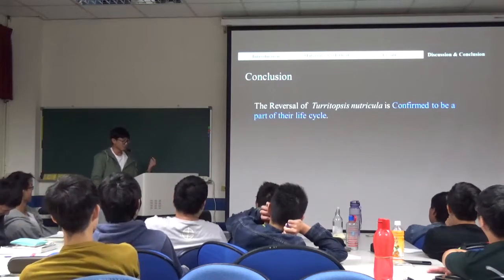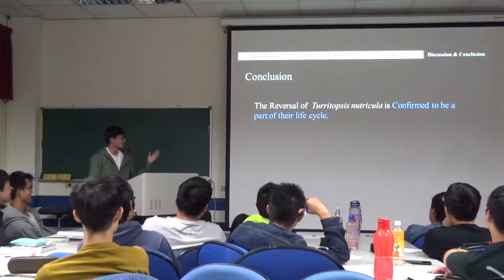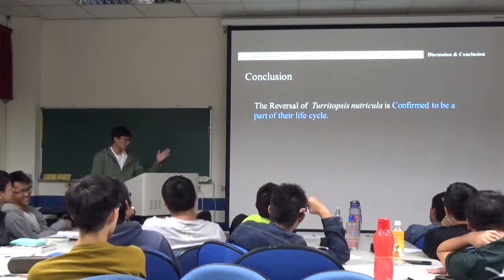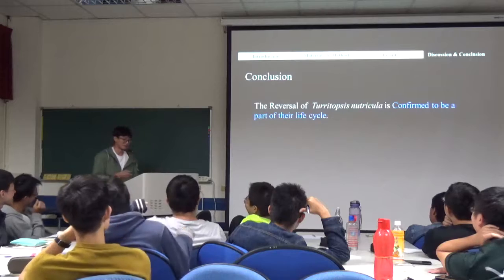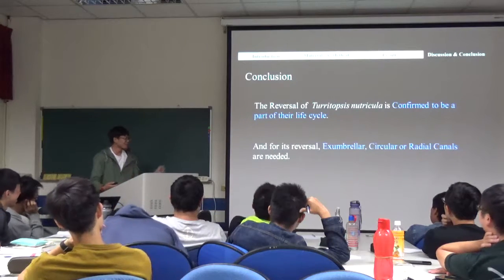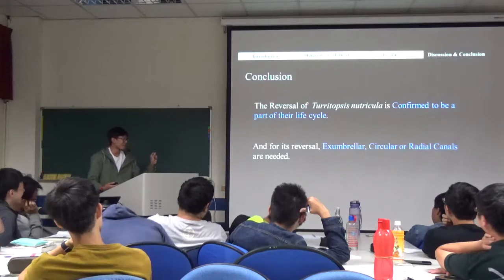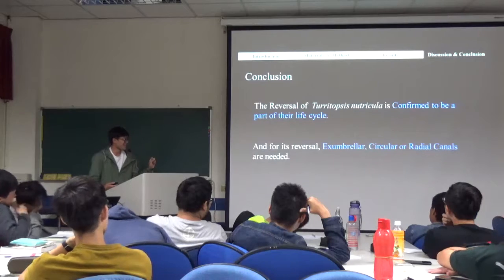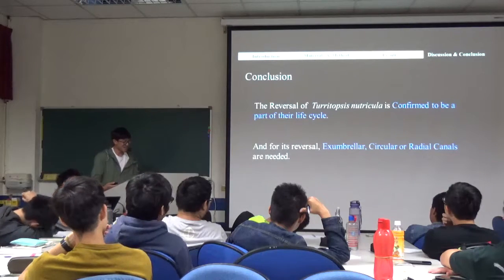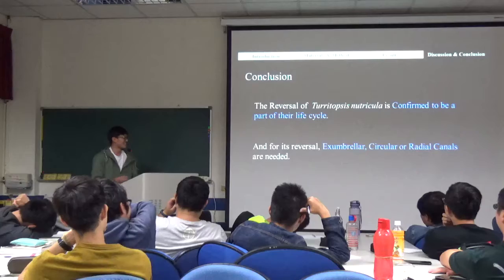Also, Turritopsis nutricula is confirmed to be a part of their life cycle. And for its reversal, its umbrella and the circular canal and the radial canal are needed.